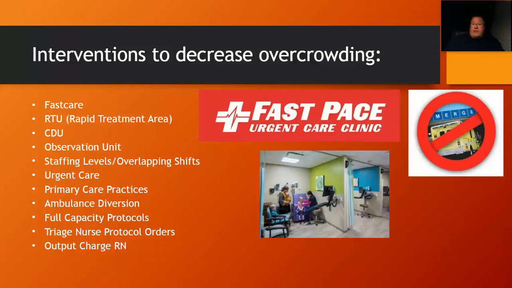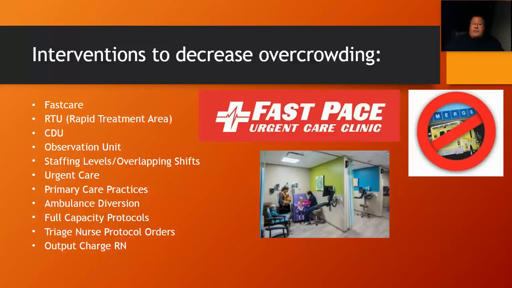Our observation unit is on 7 East, and eventually we'll be expanding to include 7 West also. We increased staffing levels, and we overlapped our shifts. We put an urgent care in directly across from the emergency department in the downtown pavilion. We worked with the primary care offices to extend office hours, and some offices include weekends. And also some offices built in hours to see patients with acute conditions so that they could be seen the same day rather than coming to the ER.